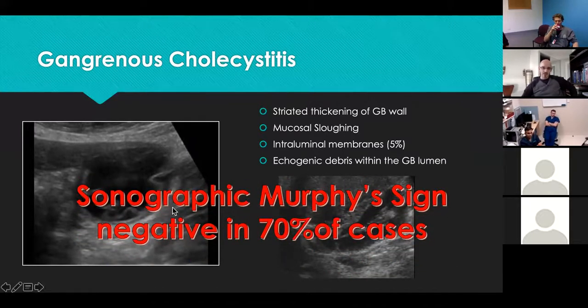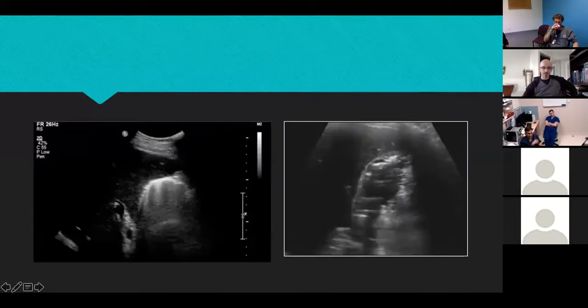And interestingly, the sonographic Murphy's sign would be negative in 70% of these cases. So even if the patient is not tubed and you put the probe there and push, it might not be tender.